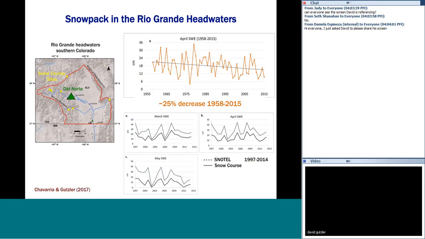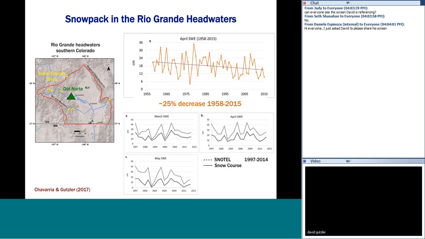But then if we look at snowpack, we see a curve that is more similar in character to the temperature curve. Shailene Chavarria put together the curve in the upper right, which is based on relatively low elevation snow course sites, as opposed to SNOTEL sites, which are used more frequently these days. The advantage of the snow course data is that they go farther back in time.